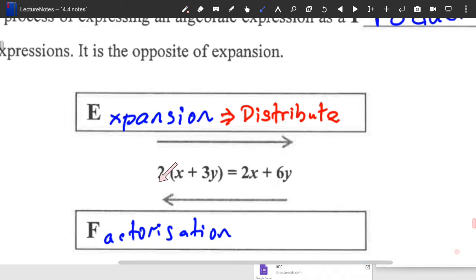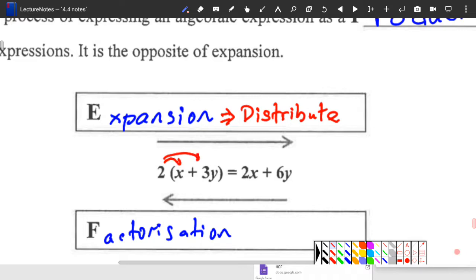Now, look at the bracket here. Look on the board. This is 2 bracket x plus 3y. How many terms are there in the bracket? 2. So distribute means I take 2 times the x. So what do I get? 2x. I take the 2 times the 3y. And what do I get? Plus 6y. So over here, distribution means I will so-called expand it. I distribute 2 to the 2 terms and then I have something like that.